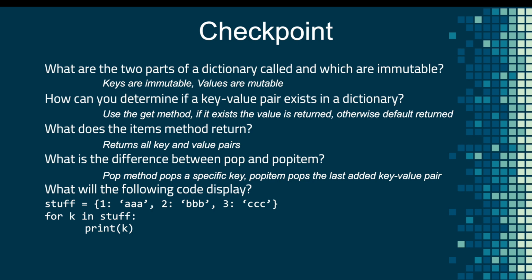All right, so what will the following code display here? If I have stuff, and that stuff is my dictionary, and the key 1 is associated with AAA, 2 is associated with BBB, and 3 is associated with CCC. If I do for k in stuff, what is it going to print? So think about it for a second. All right, if you said that it would print 1, 2, 3, you would be correct. Because remember, when you do for k in stuff, it's going to give you the keys in stuff. If you want the value, you have to do stuff[k]. Okay?